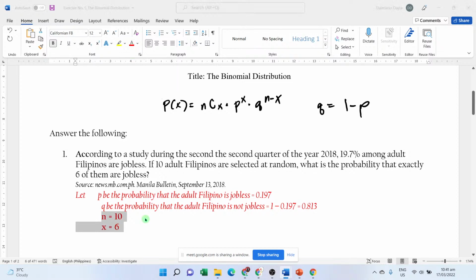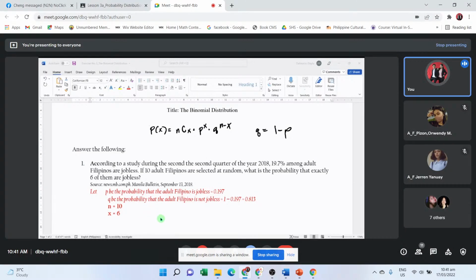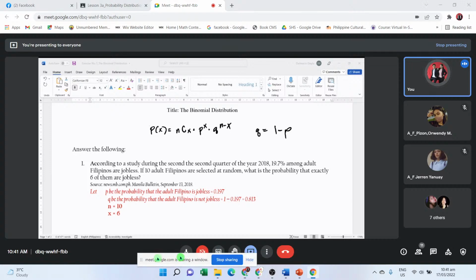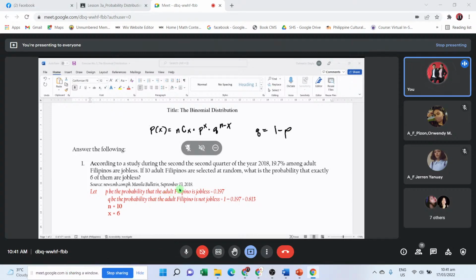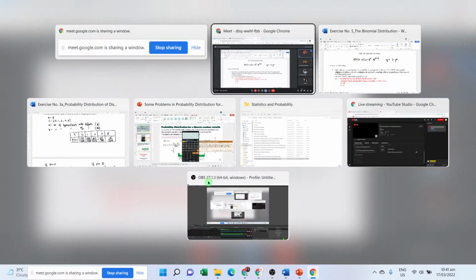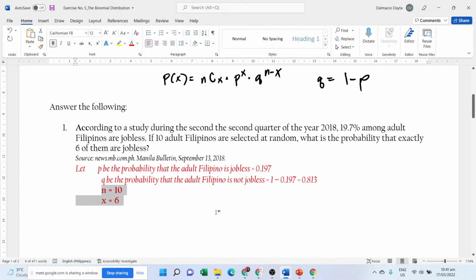Is there any question with the representation or the getting of the given information from the problem? May tanong ba, class? Tama ba gawa ninyo? Okay, so let's substitute the values to the formula.